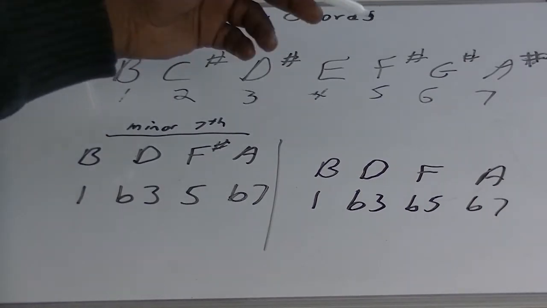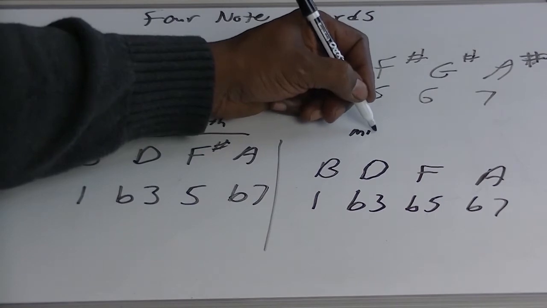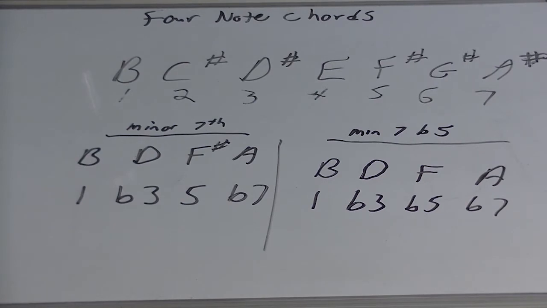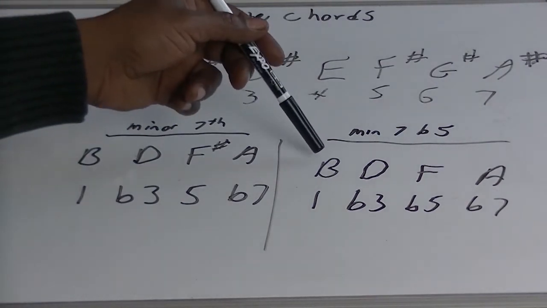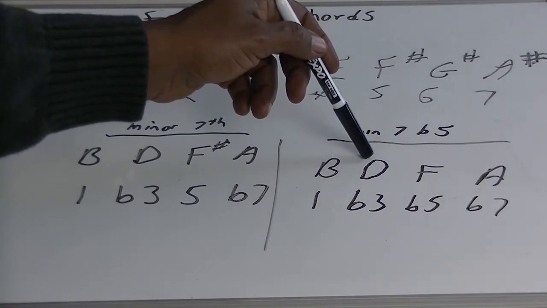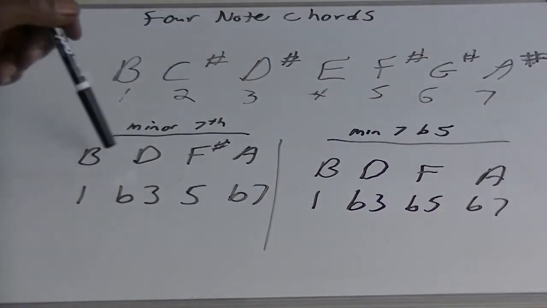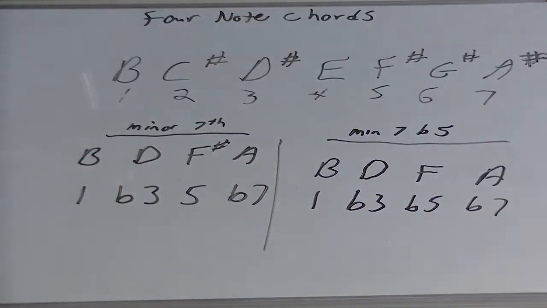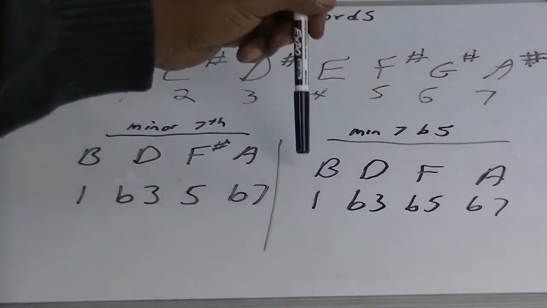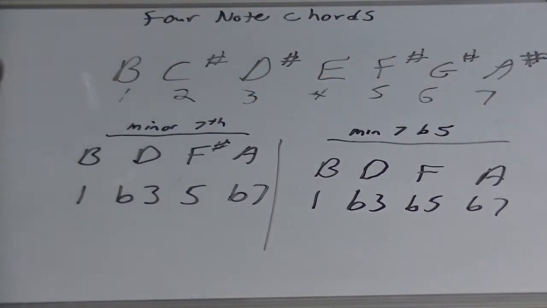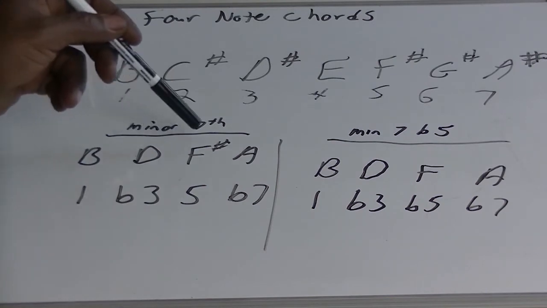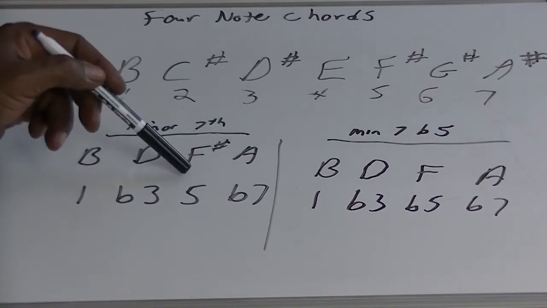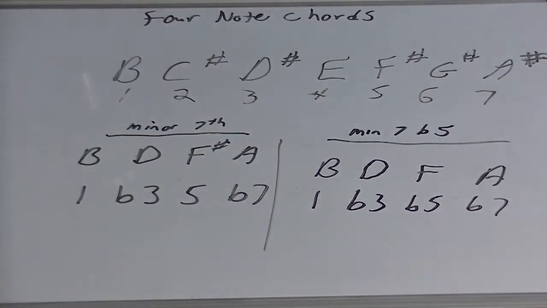If we contrast that to the minor 7 flat 5, what we can see is that we have the root, the flatted third, and the flatted 7th. The only difference between these chords is that this chord contains the flatted 5th. So this chord here, B, D, F, A, could be seen as the B minor 7 chord with the flatted 5th, because if we take the F sharp, which is the 5th, and we flat it, we get F.